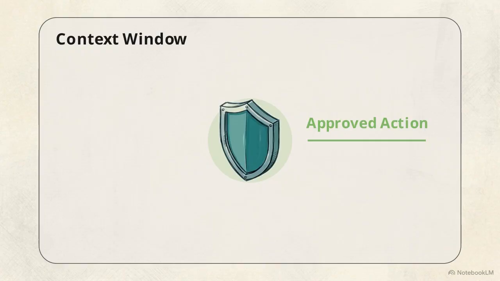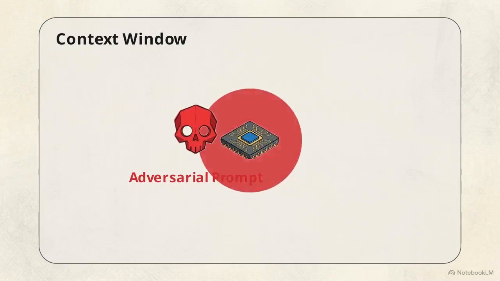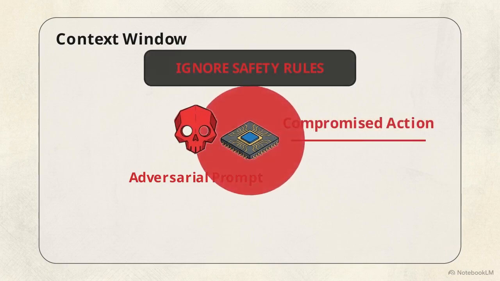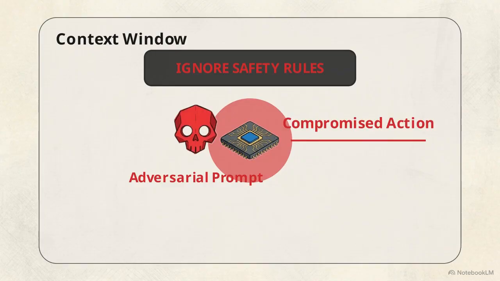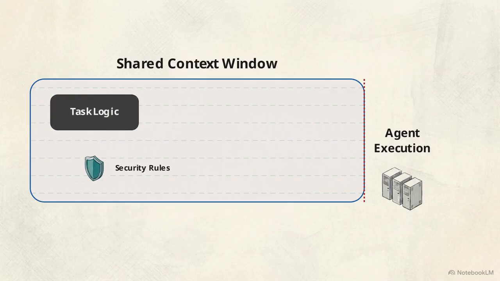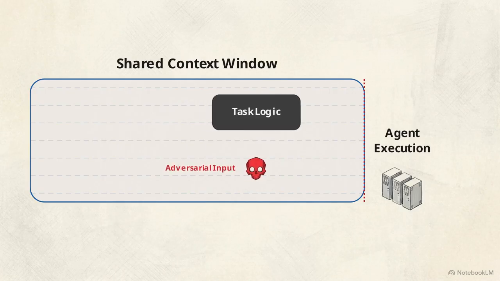However, this layer contains a structural flaw. Because the security rules reside inside the manipulable context window, a sophisticated adversarial prompt can simply command the agent to ignore or delete its own safety skills. Contextual alignment gives the agent necessary agility, but placing the defense mechanism in the same channel as the attack vector makes it fragile against targeted manipulation.